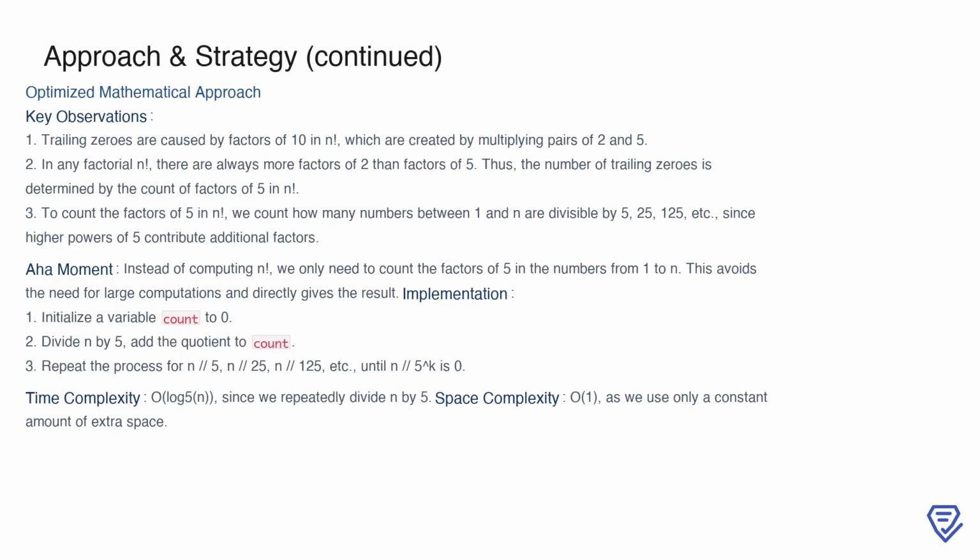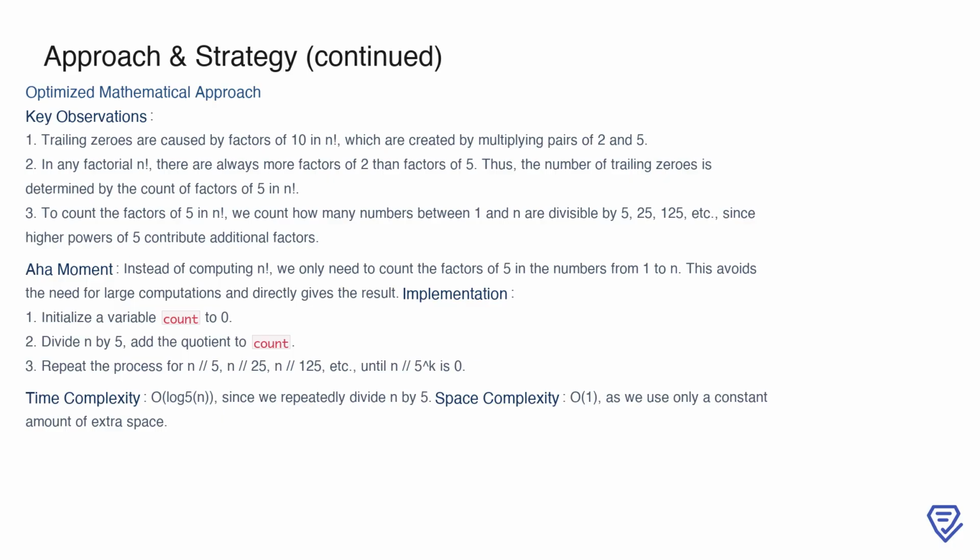To calculate this, we can count how many numbers between 1 and n are divisible by 5, then by 25, then by 125, and so on. Each higher power of 5 contributes additional factors. For instance, in the case of 25, it contributes an extra factor of 5 for every multiple. This insight allows us to avoid computing the factorial entirely.